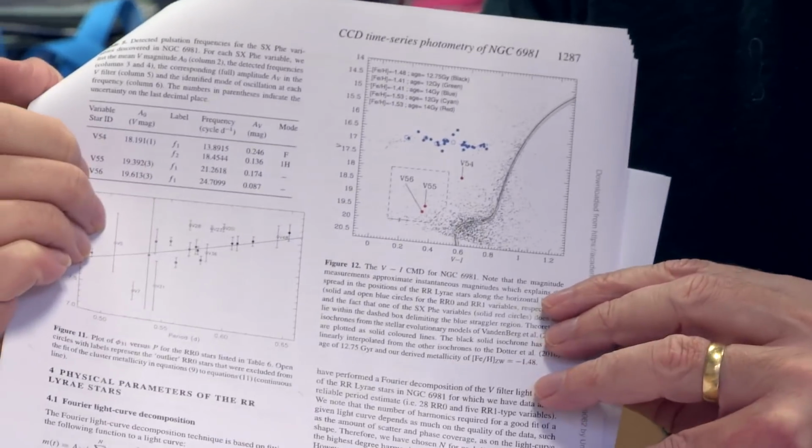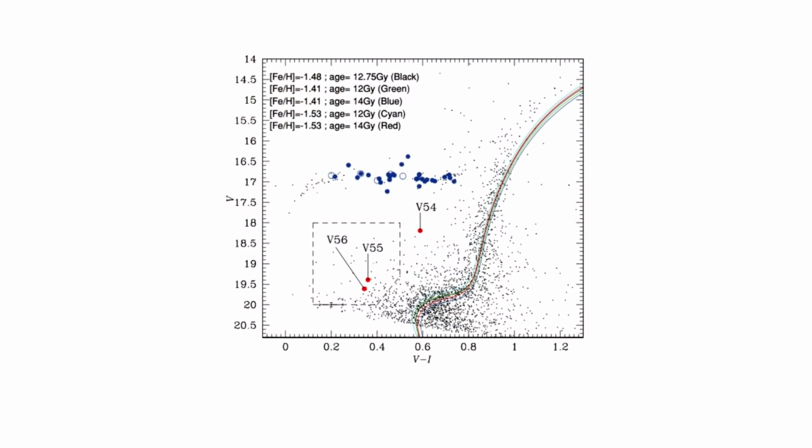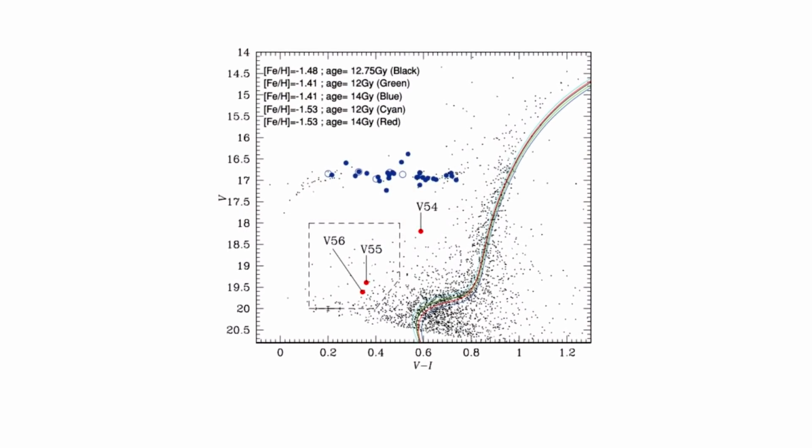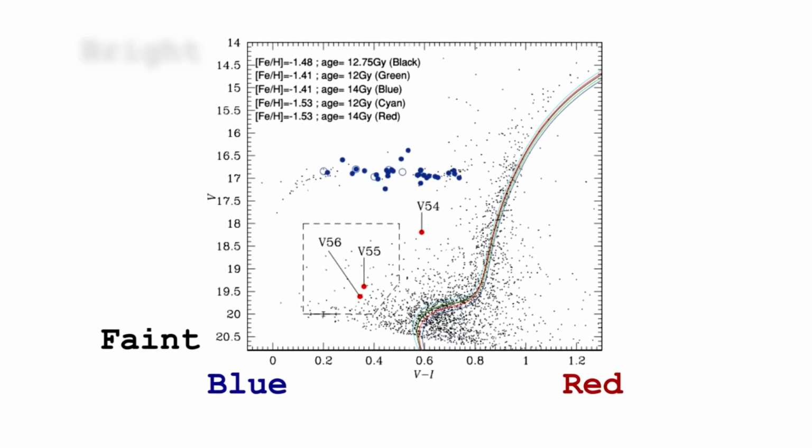So this plot up here is one of these color magnitude diagrams. So basically it's how bright are the individual stars, and this is now the average brightness of them, because of course these ones are varying a bit. And how blue is it that way, with blue things over here, red things over there, faint things at the bottom, bright things at the top.